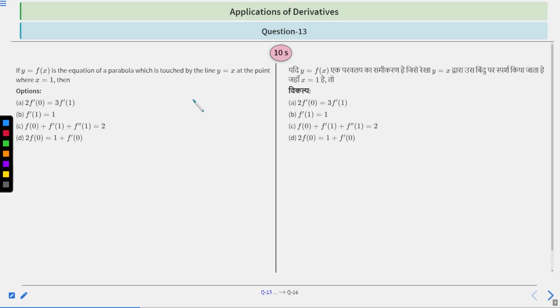We can write the tangent. First, we will write the equation of the parabola in quadratic form, clear? And we can find different coefficients attached with the equation. So in this way, we can solve this question. You have 10 seconds to solve this question. After 10 seconds, we will discuss the solution.